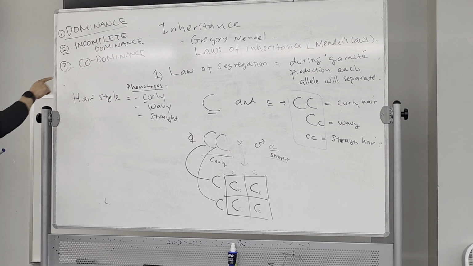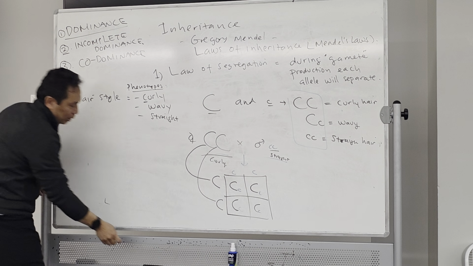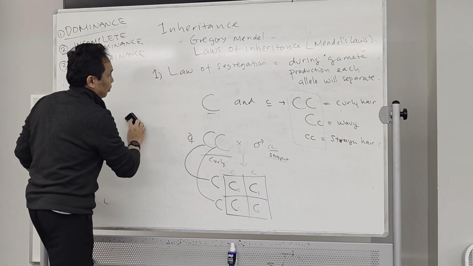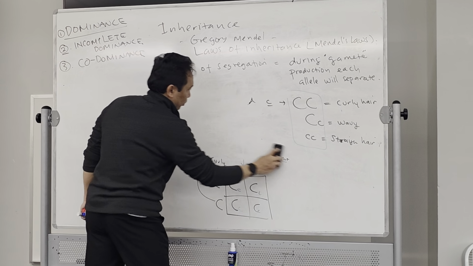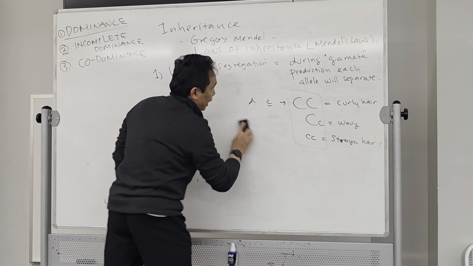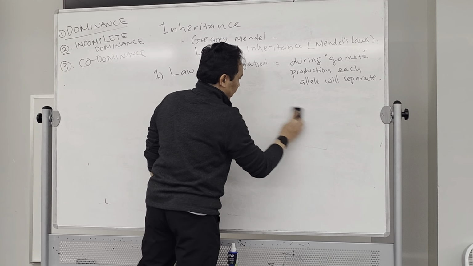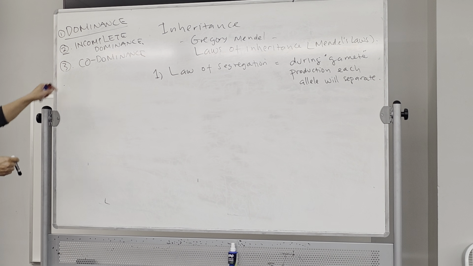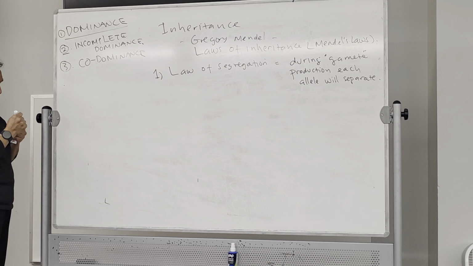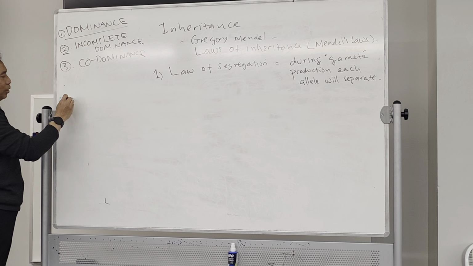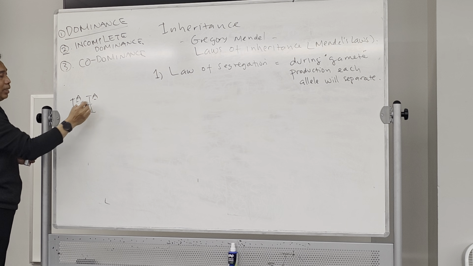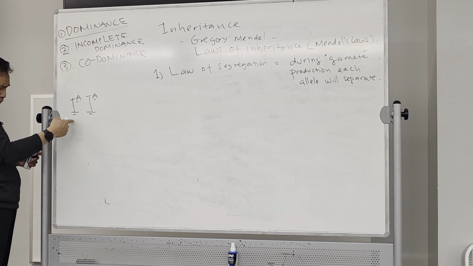Now, the last one, when we talk about codominance over here. In humans, we're going to use the blood type. Blood type can have a little bit of dominance and, at the same time, codominance because it has 3 alleles. This is actually multiple alleles. So this is the alleles like this for blood type.